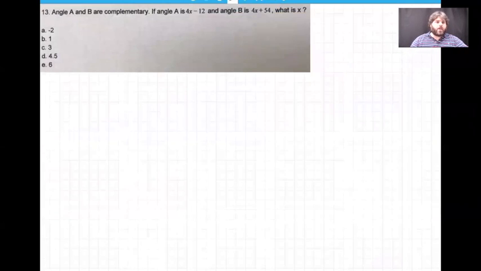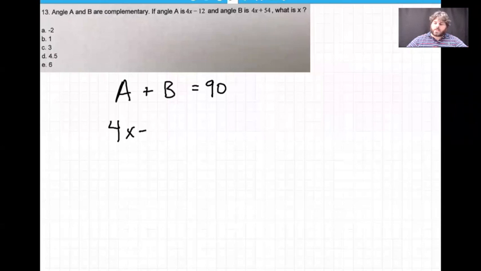All right, angle A and B are complementary. If angle A is 4x minus 12 and angle B is 4x plus 54, what is x? Okay, so A and B are complementary, which means A plus B must add together to equal 90 degrees. So they give us the expressions for A, it's 4x minus 12. If I add that to B, I get 4x plus 54, and that should equal 90.